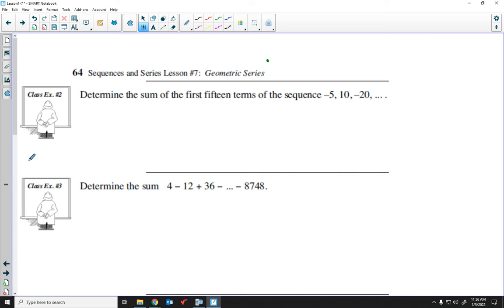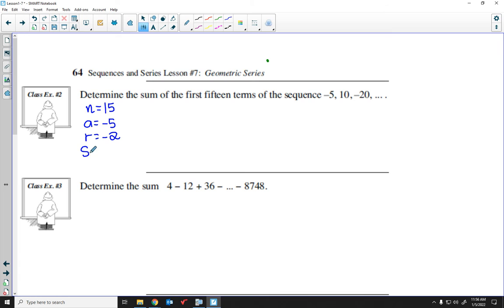So example 2: determine the sum of the first 15 terms in the sequence -5, 10, -20. All right, so we want to determine the sum of 15 terms. If I look at the sequence here, your first term is -5. The common ratio, well, how do you go from -5 to 10 if it's geometric? You'd multiply by -2. So -5 times -2 would be positive 10. You can double check that: 10 times -2 would also be -20. So your common ratio r would be equal to -2.